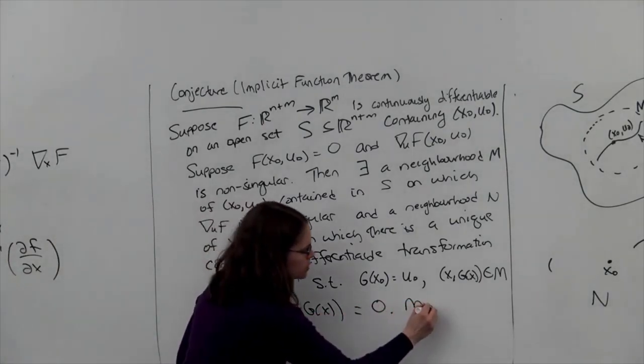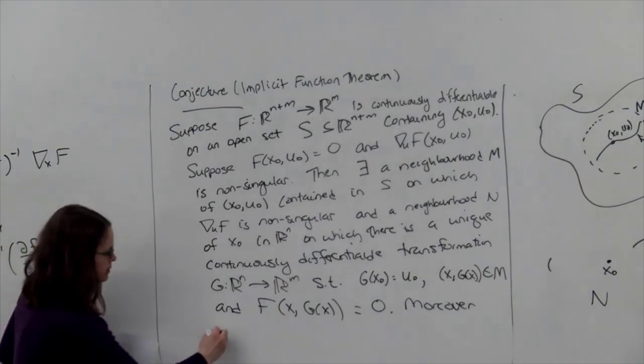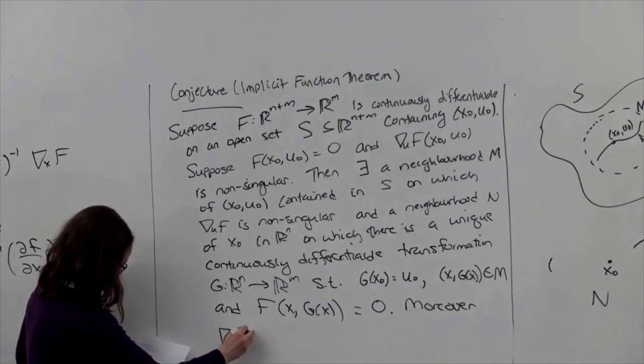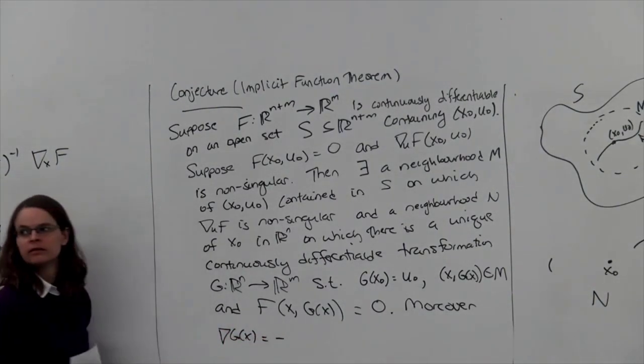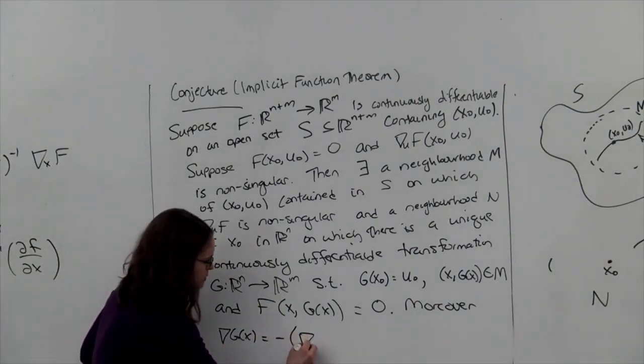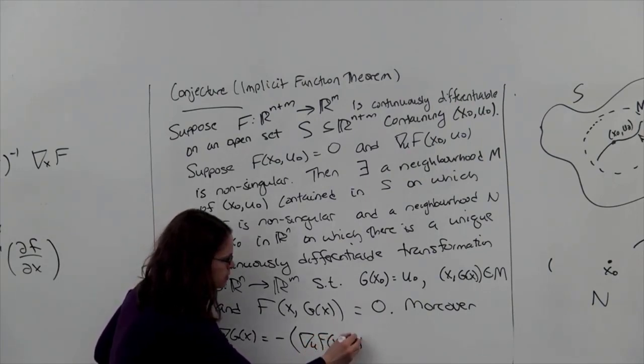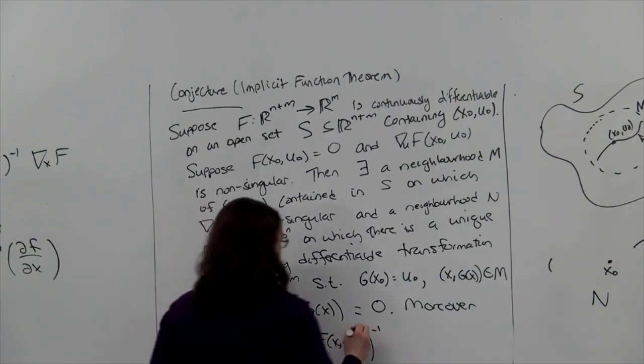And moreover, we can write down a formula for the Jacobian. The Jacobian of g is exactly what we hypothesized: minus the u-Jacobian of f, inverted, times the x-Jacobian.